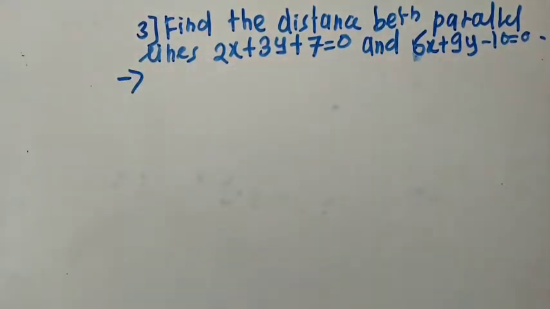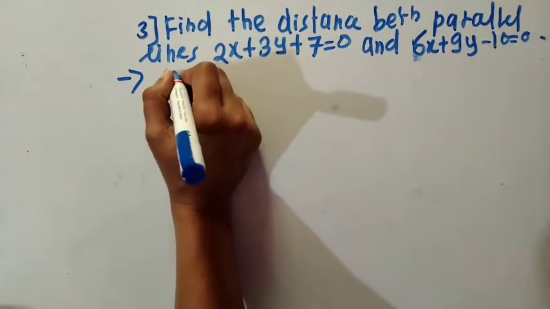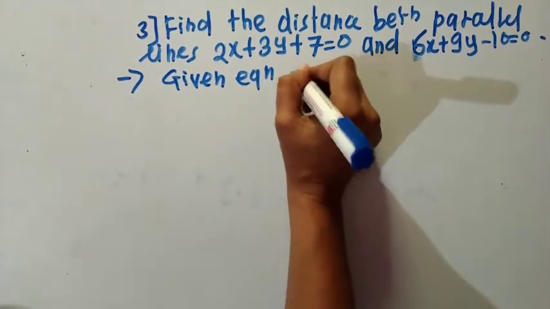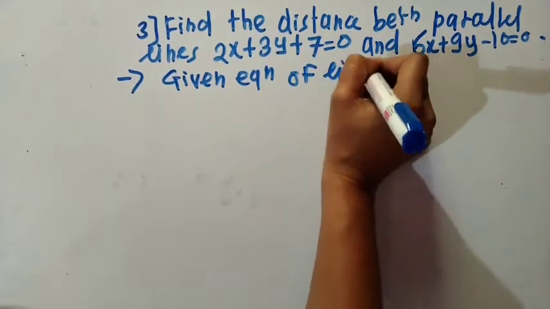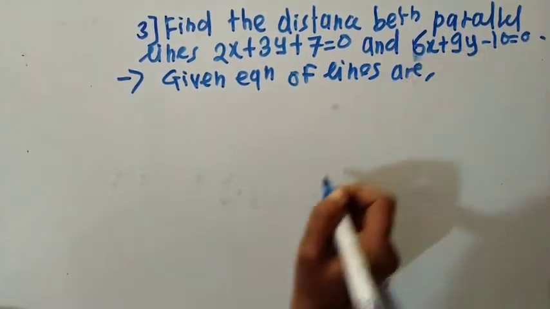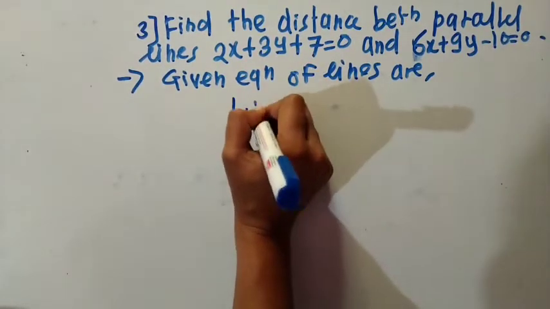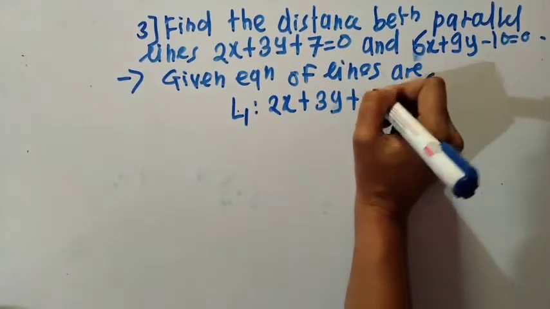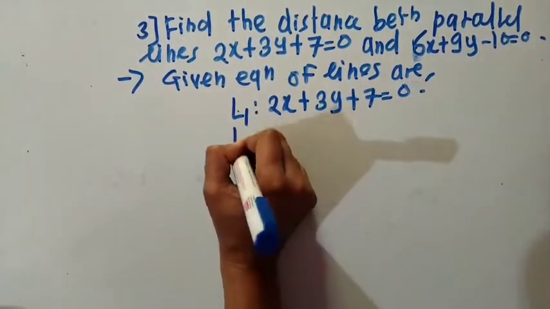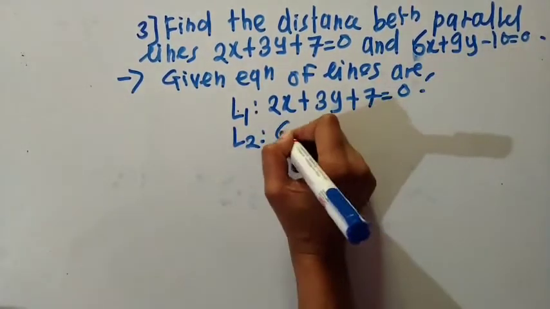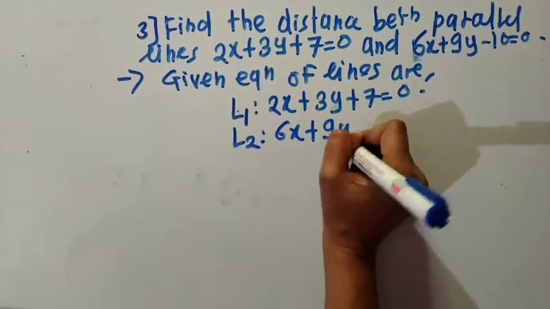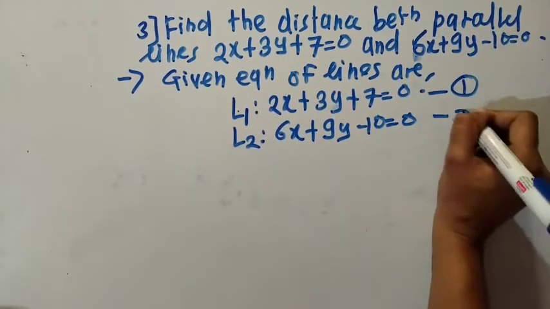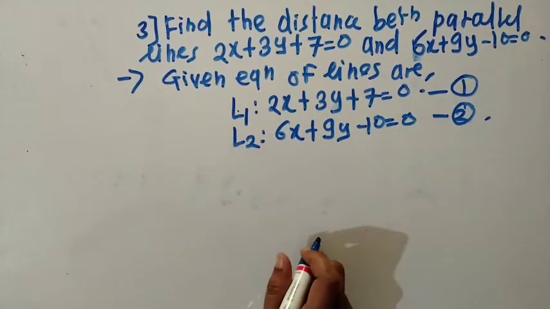How to find out the distance between these? First, the given equations of lines are L1: 2x + 3y + 7 = 0 and L2: 6x + 9y - 10 = 0. This is the first and the second equation.